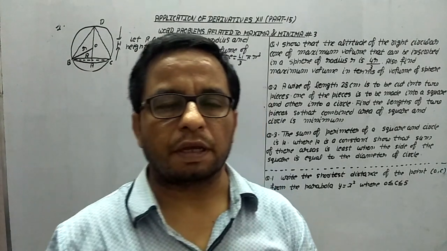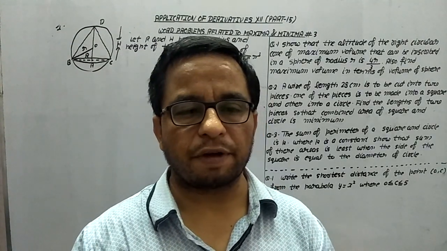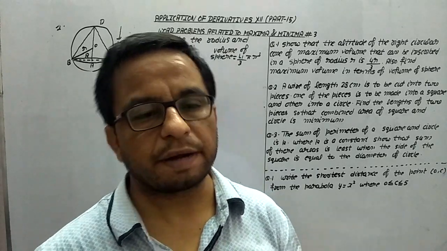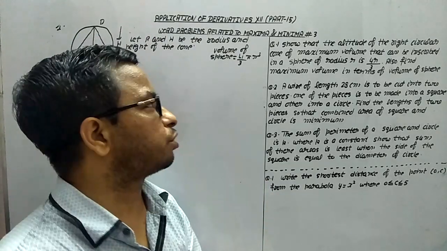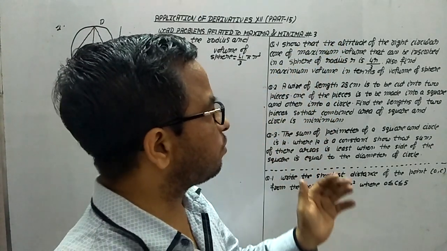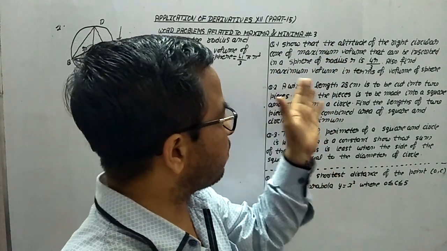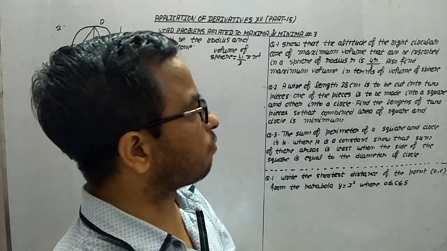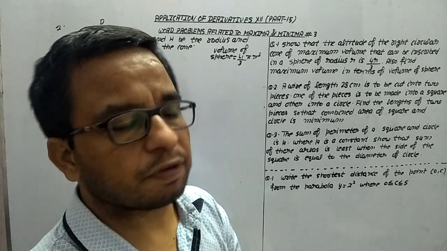Hello everyone. In this part 15 of applications of derivatives, we will do the solutions of questions related to maxima and minima. So let's start with question number 1. Show that the altitude of the right circular cone of maximum volume that can be inscribed in a sphere of radius r is 4r by 3. Also find maximum volume in terms of volume of sphere.